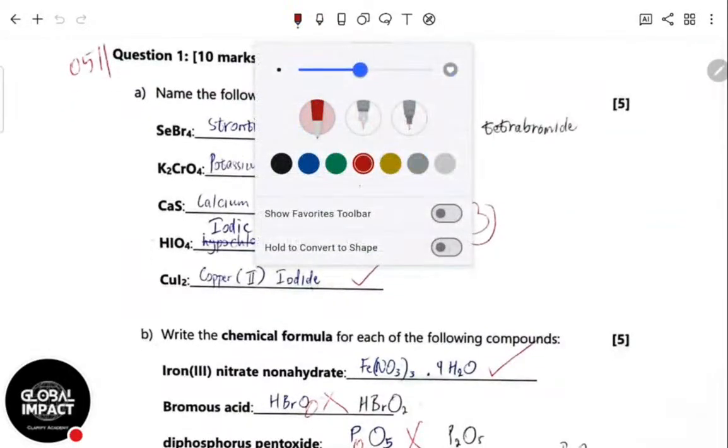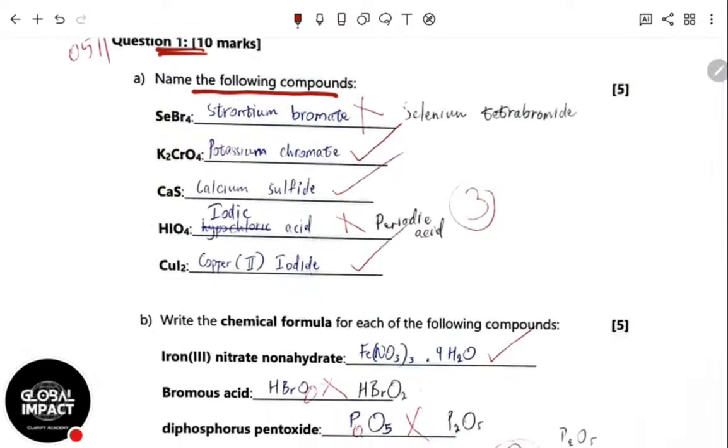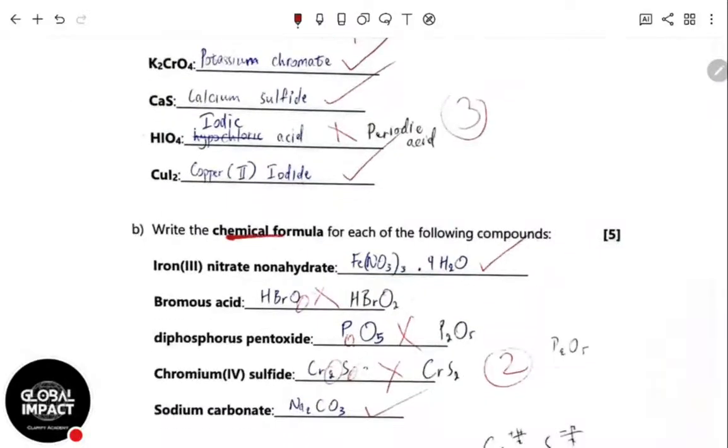This is section B, and we're starting with number 1. Let's analyze the way a question can come. Here we have our question 1, section B, which is 10 marks. Either they can say, name the following compounds, and then they give you the formulas. Here they are giving us formulas here. Or they are going to say, write the chemical formula, then they will give you the names.